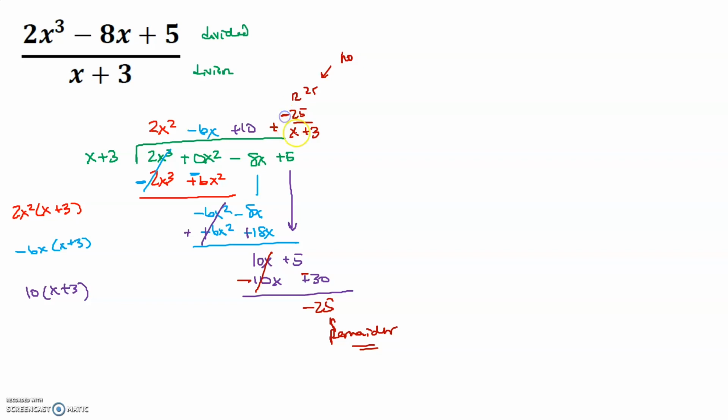Oh, sorry, plus negative 25. Now, I write plus and then the negative number on top. You could say minus 25 over x plus 3. It's also the same thing. You've just pulled that negative sign out in front. But you could always do plus and then your remainder on top. Either one is fine.